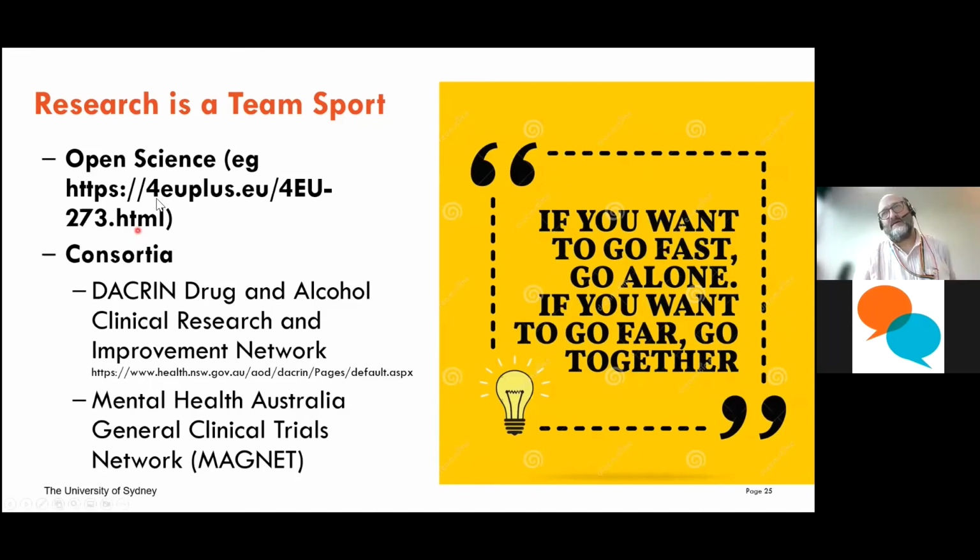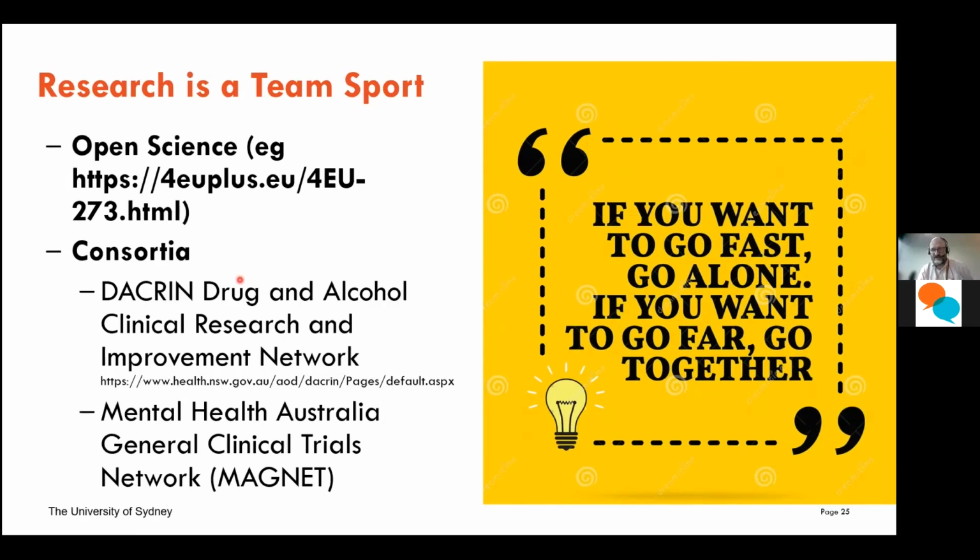So some of the ideas that I guess I'm expecting is that some of you are members of the Dacron Consortium. Maybe some of you know about the Mental Health Australia General Clinical Trials Network, Magnet. These kinds of bigger consortiums can help you. If there's an issue for you, it's unlikely that it's just your service. It's likely that it's going to be an issue for other services as well. So getting together, and that's one of the strengths of CumDone, is to get together and try to solve these things together.